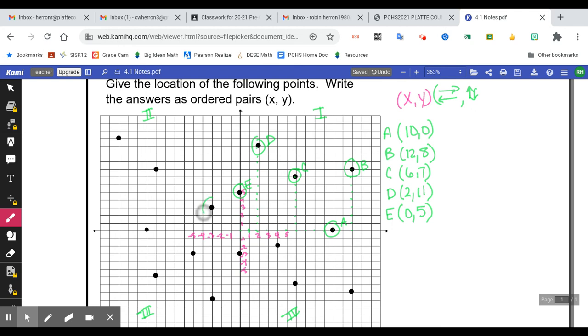All right, let's jump over here to this one. What I want you to do right now is pause the video and go ahead and see if you can get the rest of these correct, and then come back and check. Okay, so pause now and come back and check.